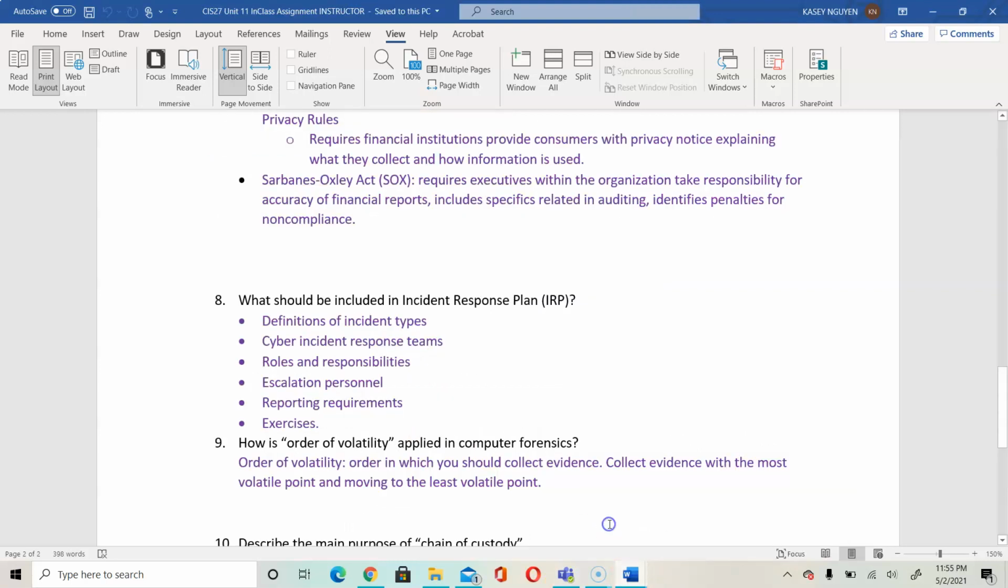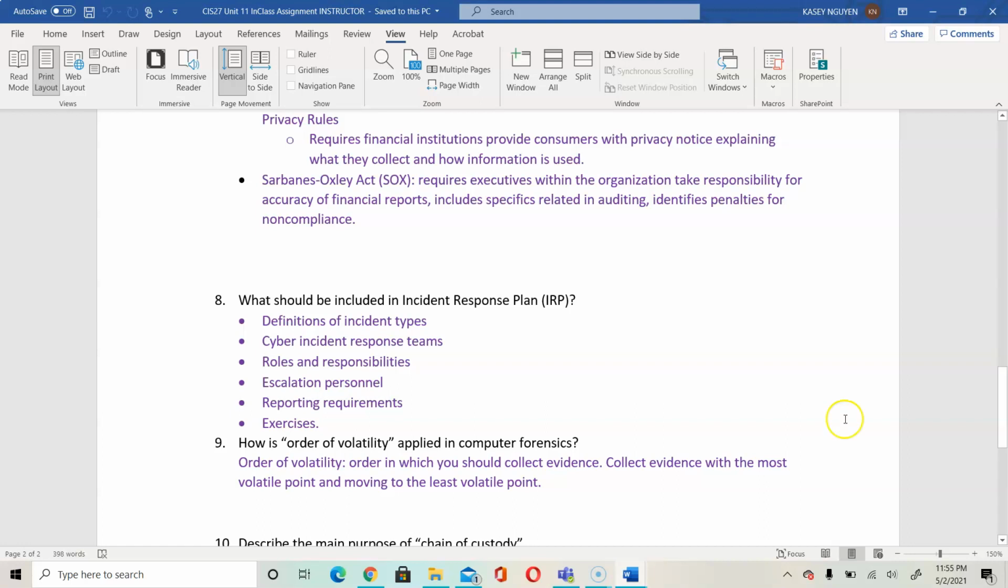So to answer question 9, it asks how is the order of volatility applied to computer forensics? Order of volatility just means that you would follow the order in which you should collect the evidence. We would collect the evidence starting with the most volatile point and move to the least volatile point. And a volatile point pertains to losing the data when the power is removed.